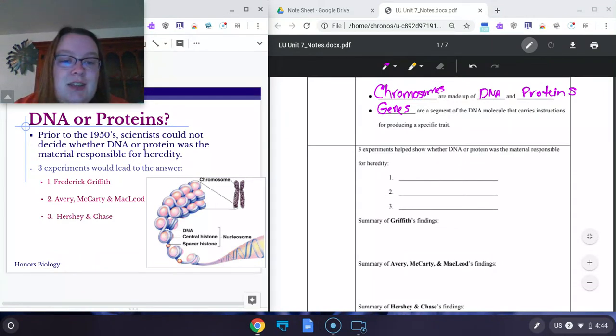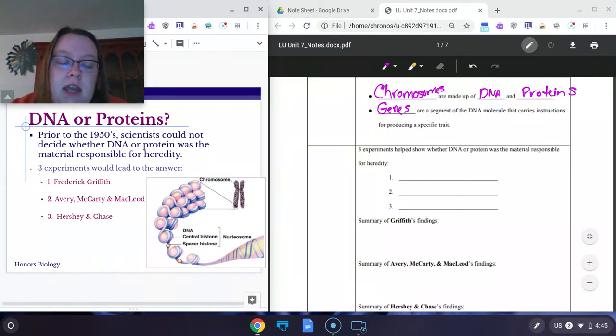They knew that we had something in our body that was responsible for passing on our traits and our genes, but they didn't know if that molecule was DNA or protein. There were three main groups of experiments done to help prove that the genetic material was DNA. We're going to start by going through those three main experiments.